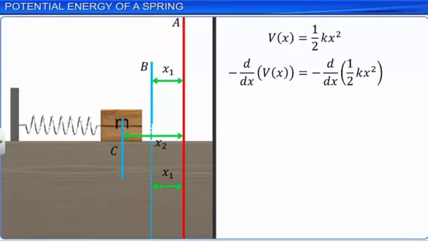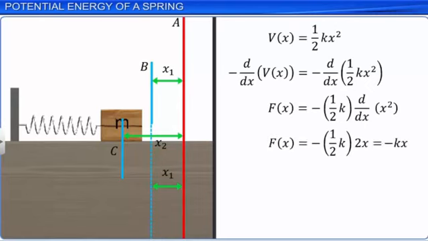On further simplification, we get F(x) is equal to minus half k into d(x²) by dx. Thus, by doing the derivation of the equation of potential energy of a spring, we can easily verify the equation for the spring force as F(x) is equal to minus kx, as shown.